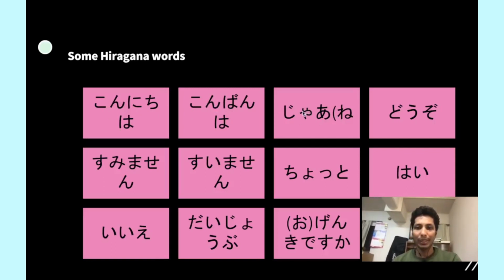Jane. Do you remember this? Small ya. Okay, so this is ji, small ya becomes ja, right? Jane means bye bye, we'll see you later. Dozo means please come in, please do it, something like this. Okay, very important. Sumimasen. Sumimasen means I am sorry.